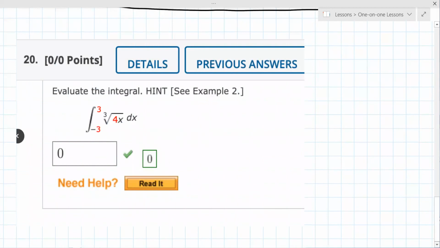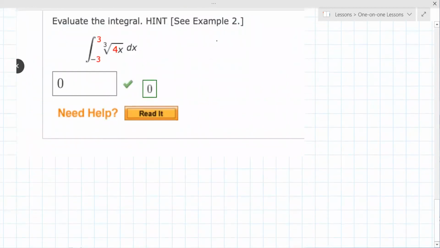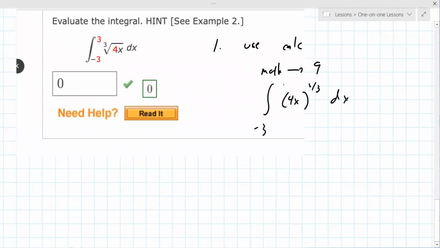So the first thing I think you should do here is use your calculator. The reason is because if you know the target, maybe it'll help explain some of the steps in between. It'll be like the integral of 4x to the 1/3 power, dx, from -3 to 3. You should get 0 when you do that.